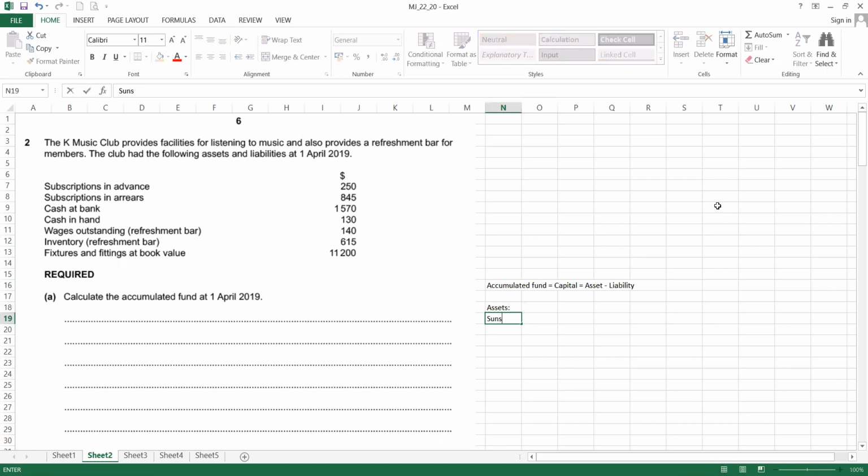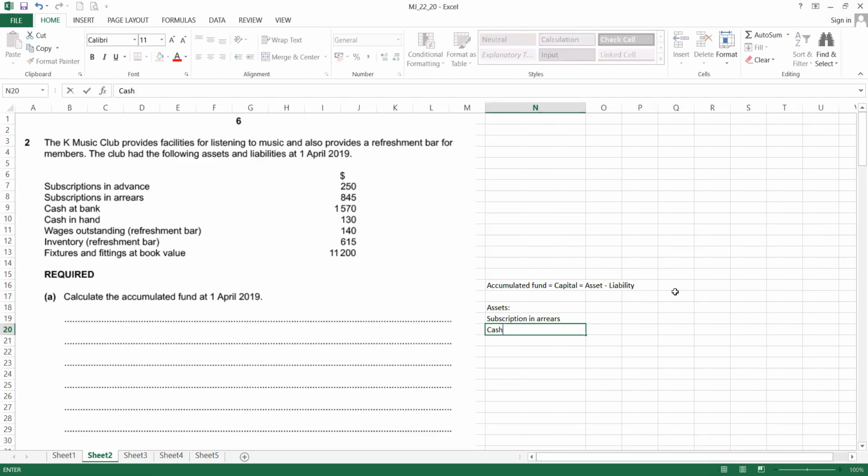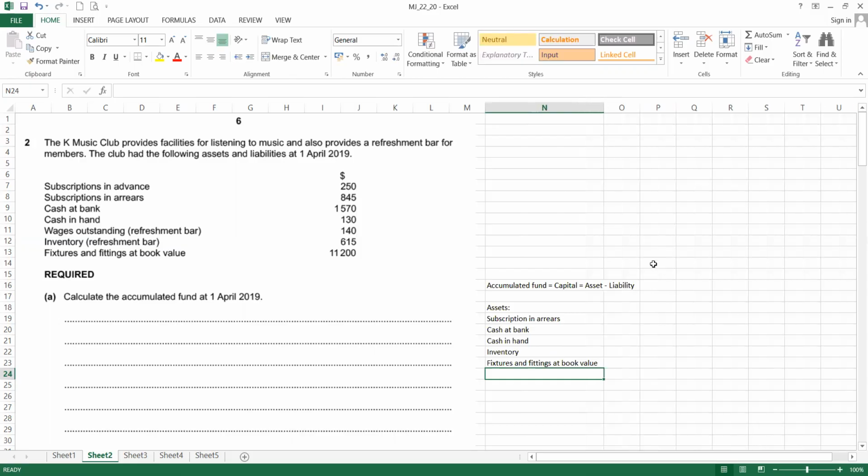subscription in arrears, which means that the member didn't pay yet. Okay, and then cash at bank, cash in hand, and then wages, no, this is outstanding, so that is a liability. Inventory, and then furniture and fittings. Something that belongs to us is called an asset, at book value. Okay.